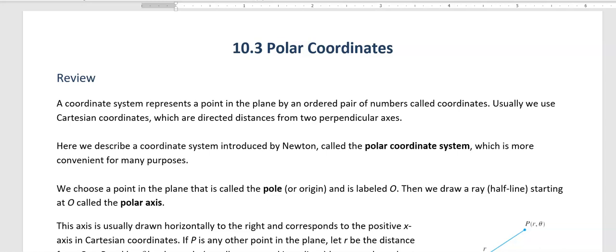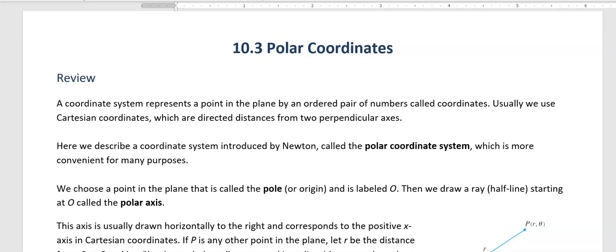Hello everybody. Today we're going to talk about polar coordinates. A coordinate system represents a point in the plane by an ordered pair of numbers called coordinates. Usually we use the Cartesian coordinates, which are directed distances from two perpendicular axes. This is when we're dealing with the xy plane.